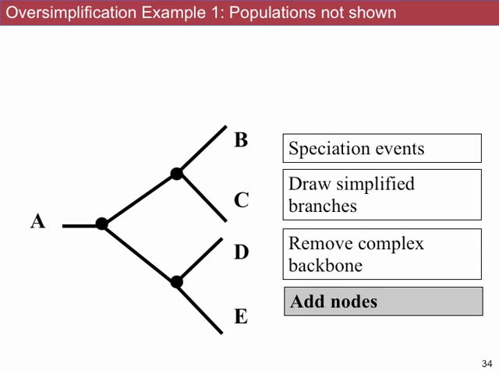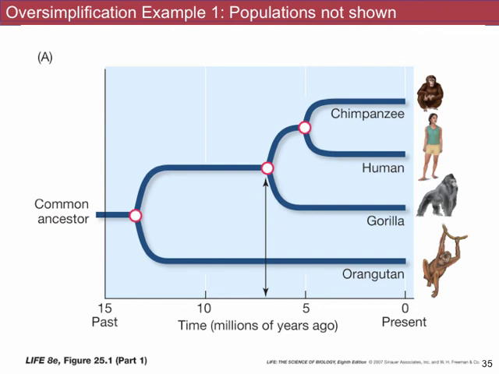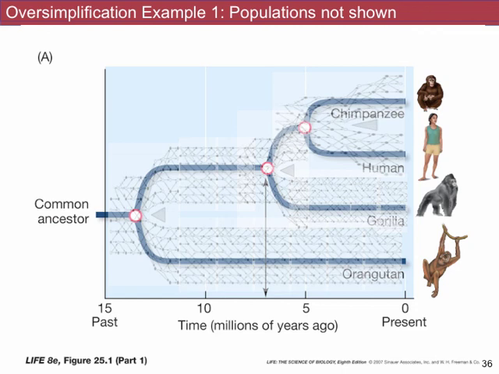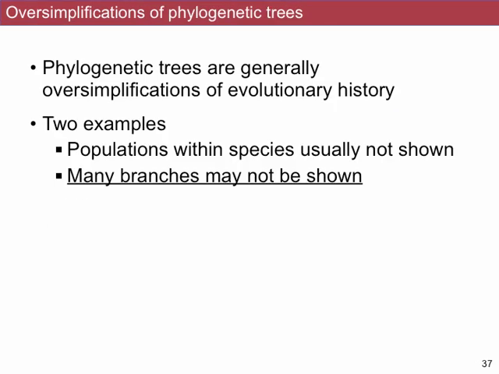Basically makes sense? All right, so in terms of these organisms, this applies across the tree of life, although it applies a little bit more to, say, plants and animals which have large populations of organisms with lots of recombinations. So for the chimp, human, gorilla, orangutan tree, again, these have these populations going on behind the scenes in this tree. So the other oversimplification is that many of the branches in a phylogenetic tree are not shown.